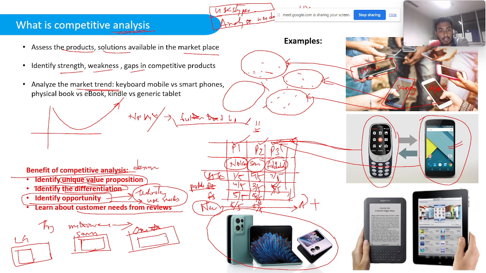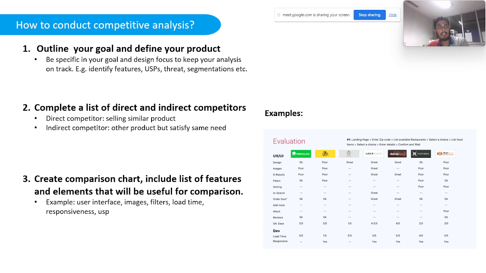Also, you can consider customer reviews from the Amazon website to figure out what people find good in this particular product or what people find bad in this particular product. So based on these customer reviews, you can identify the missing user requirements that you can use to fulfill as a new solution to the market. Okay. So these are the benefits of competitive analysis. Okay, now we need to understand how to conduct a competitive analysis.